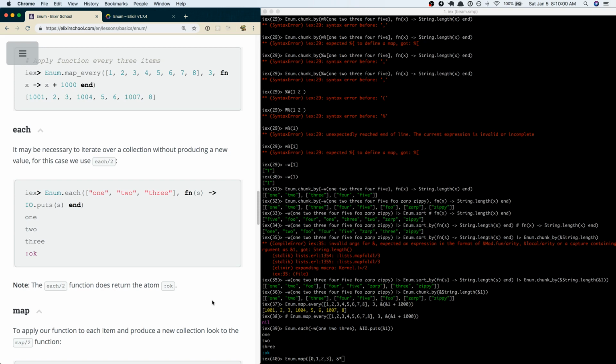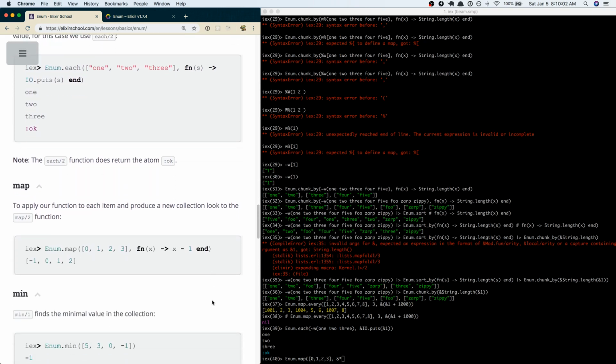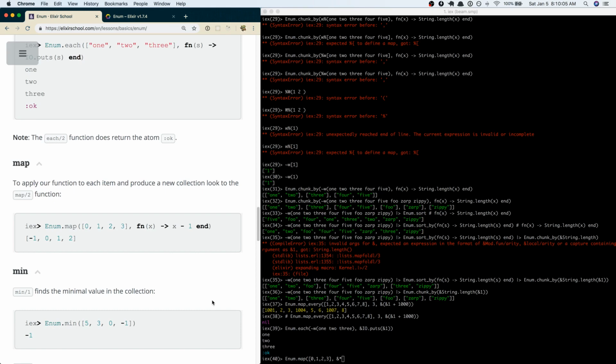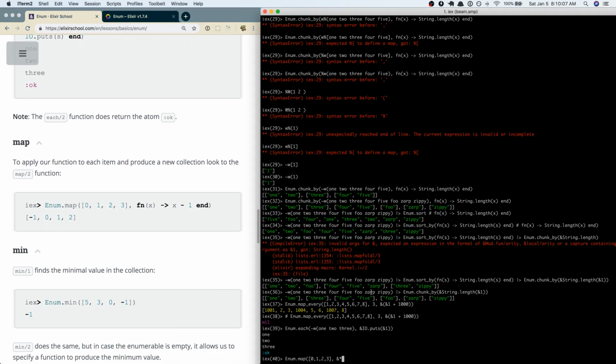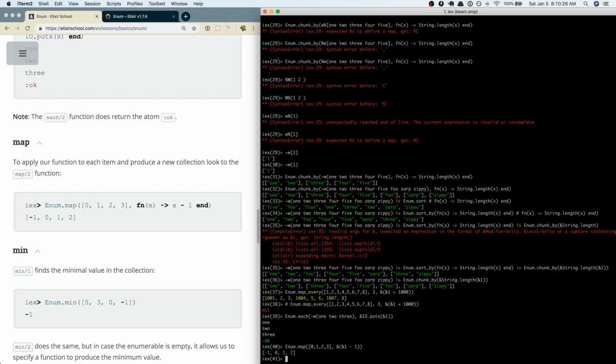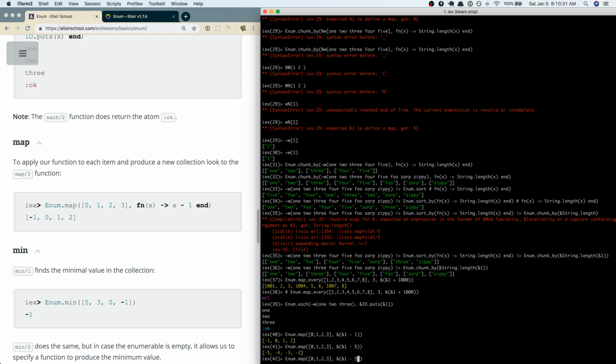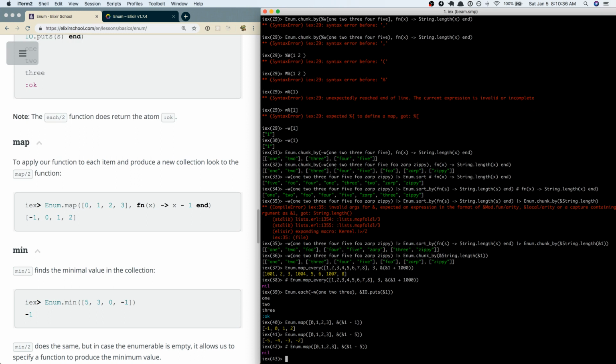All right, let's go to map. To apply our function to each item and produce a new collection, look to the map function. This is the syntax for the shorthand. So this is equivalent to, in Ruby.